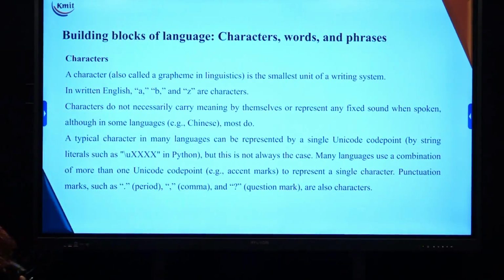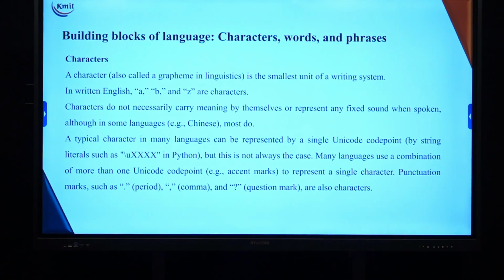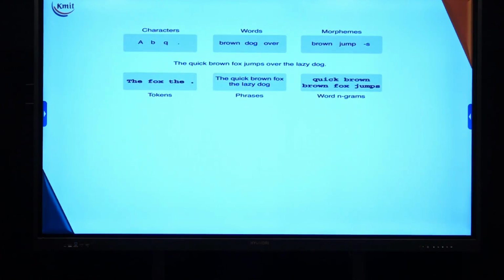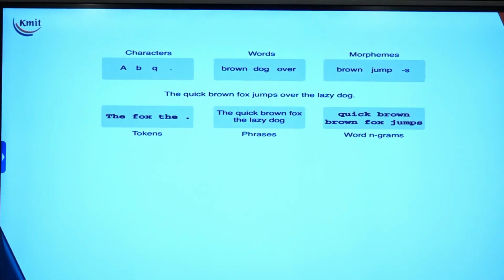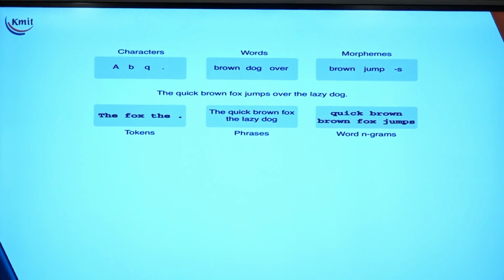A typical character in many languages can be represented by a single unique code, for example A to Z, the individual letters we use. Many languages use a combination of more than one unique code to represent a single character. Next, as we can see, A, B, Q are the characters. Using these characters, we form some words.